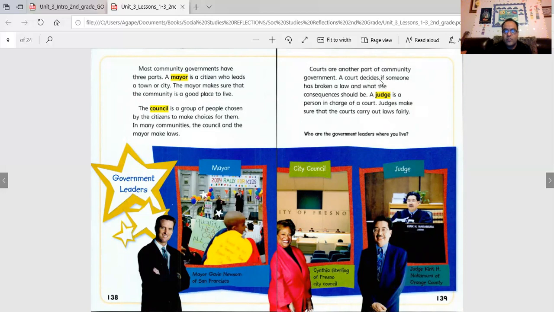Courts are another part of a community government. A court decides if someone has broken a law and what the consequences should be. A judge is a person in charge of a court. Judges make sure that the courts carry out laws fairly. There's a city council, a judge.